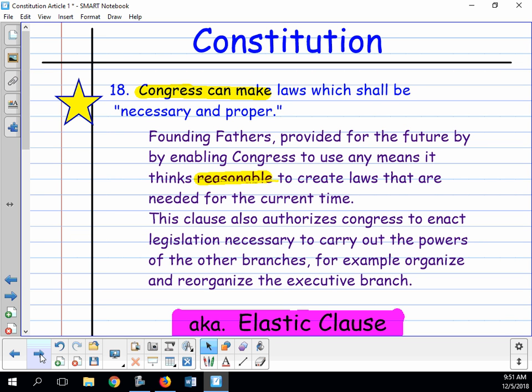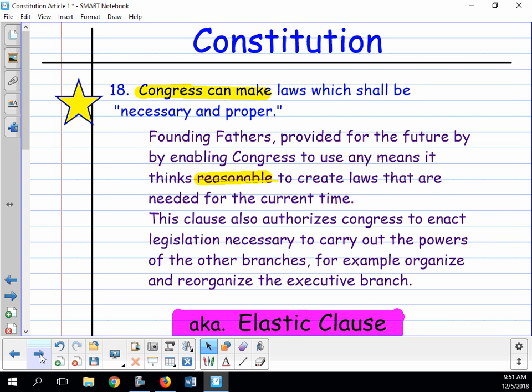So to further explain, the Founding Fathers provided for the future by enabling Congress to use any means it thinks reasonable to create laws that are needed for the current time. That word reasonable is very important, because they should not be doing things that have no connection to the powers they've already been given. They cannot take more power than they've already been given in the 17 powers above. All this says is that they can continue to make laws they see are reasonable and proper, necessary and proper, that relate to the powers of 1 through 17.